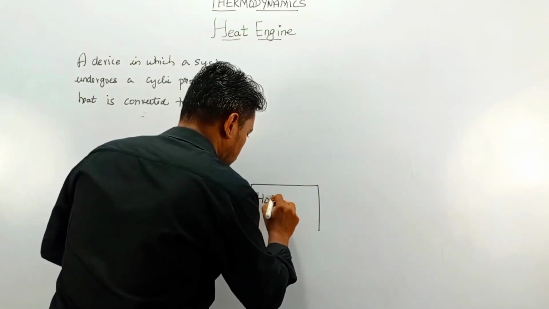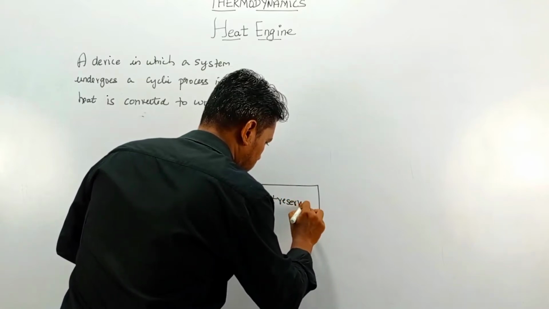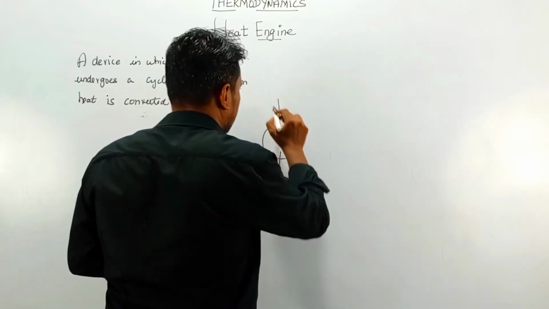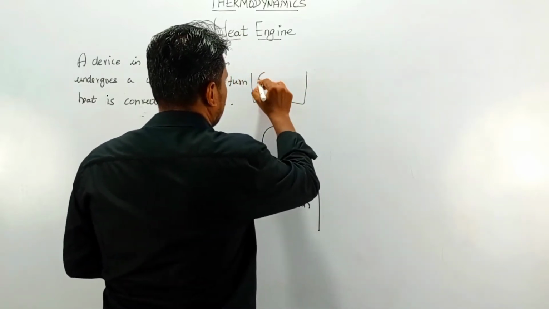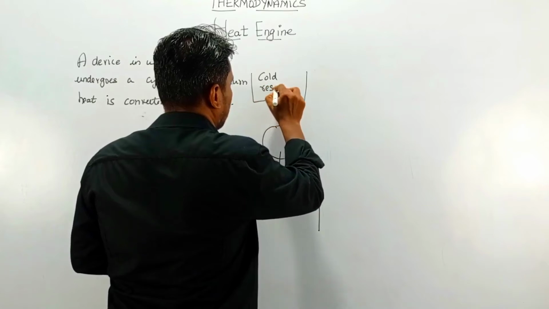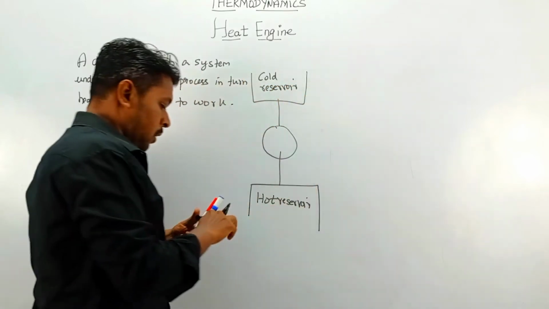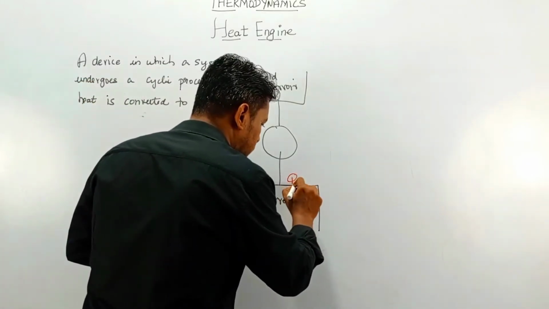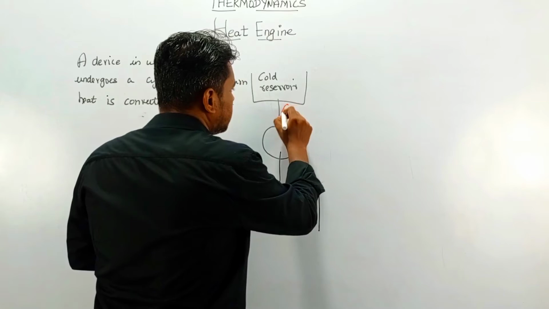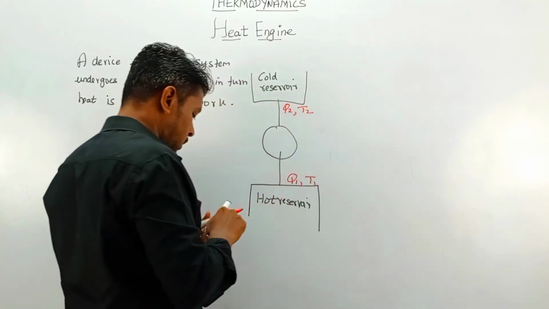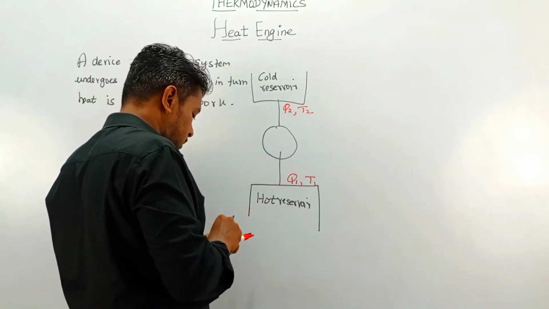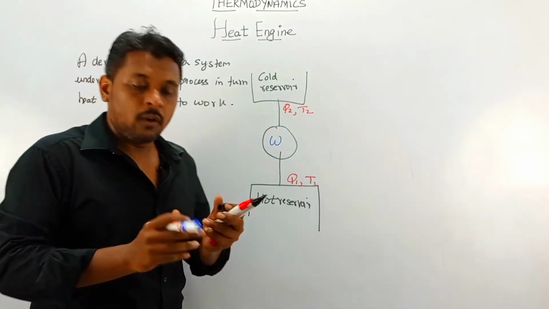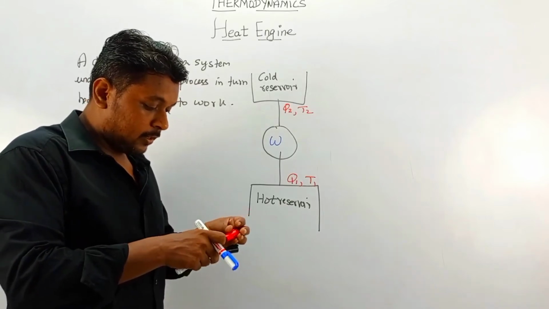This is the hot reservoir, and this is the cold reservoir. The heat from the hot reservoir is Q1 at temperature T1, this is Q2 at temperature T2, and this is the work done W.